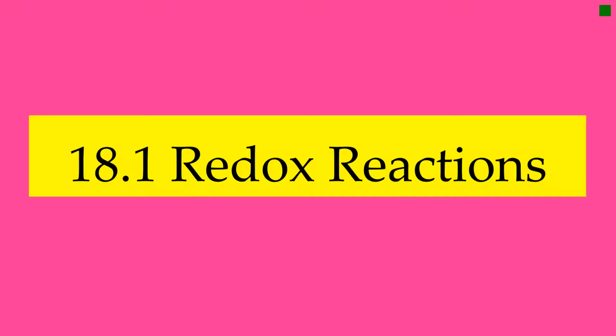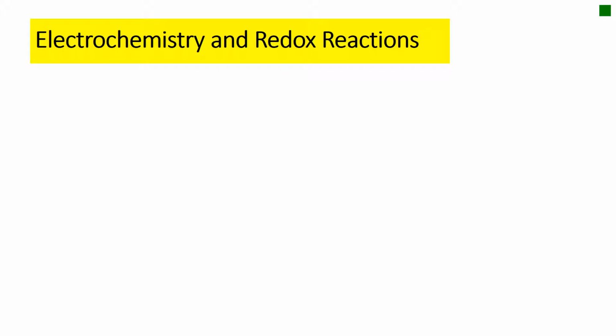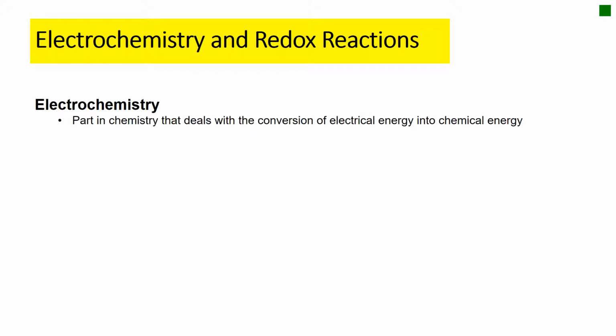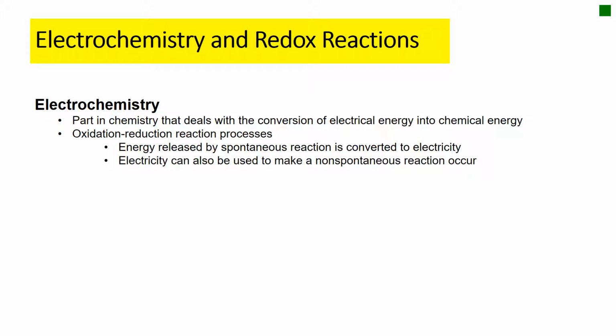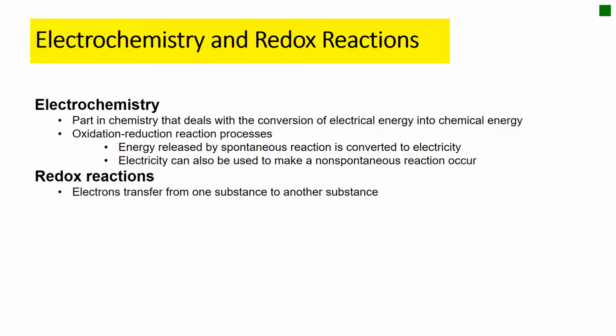18.1 Redox reactions. Electrochemistry and redox reactions. Electrochemistry is a part of chemistry that deals with the conversion of electrical energy into chemical energy. It is the oxidation-reduction reaction process. The energy released by a spontaneous reaction is converted to electricity, and that electricity can also be used to make a non-spontaneous reaction occur.